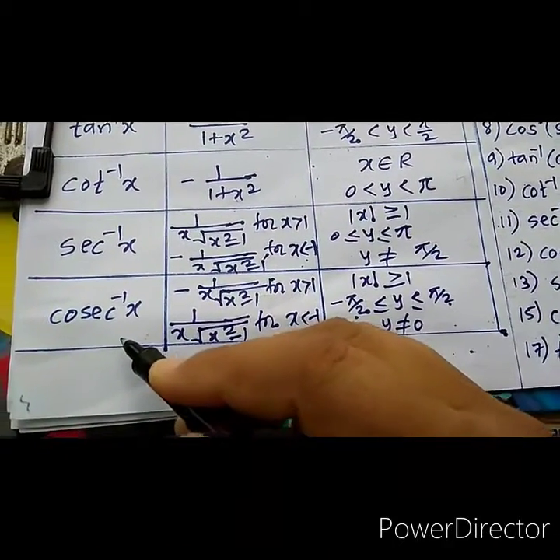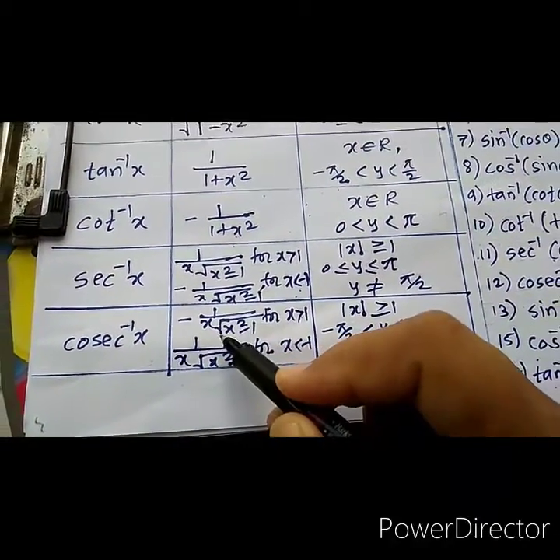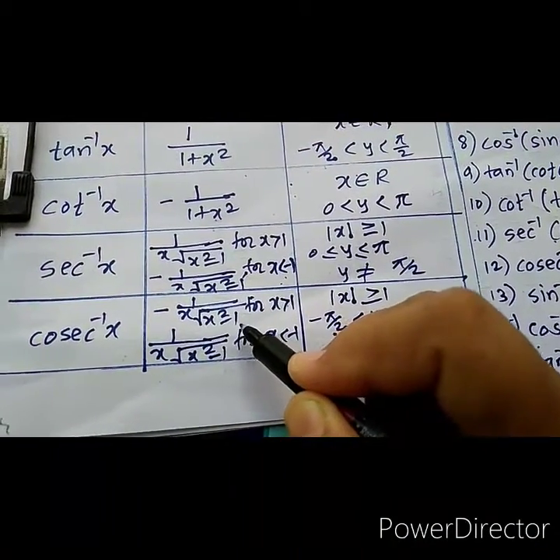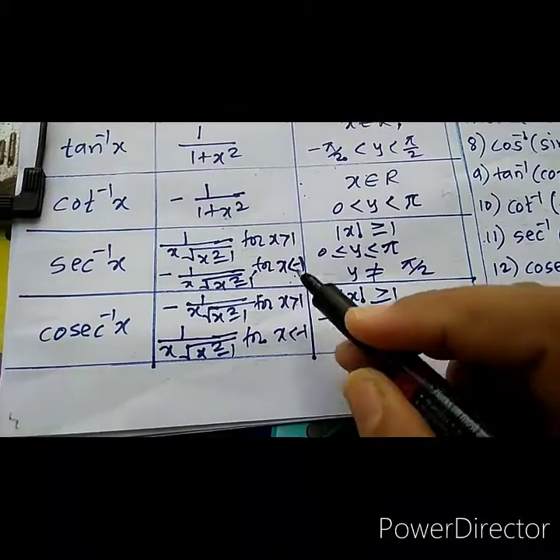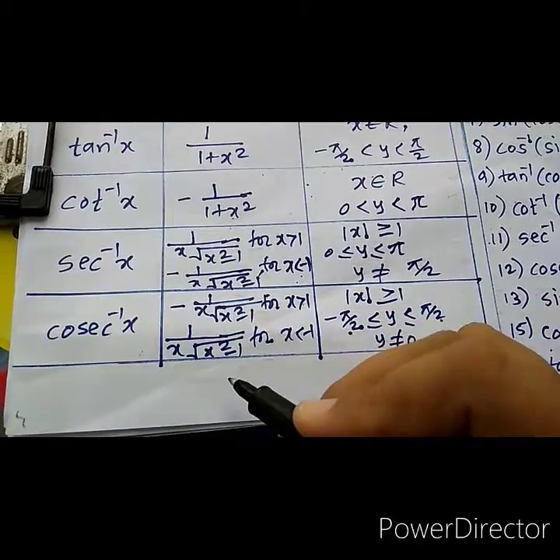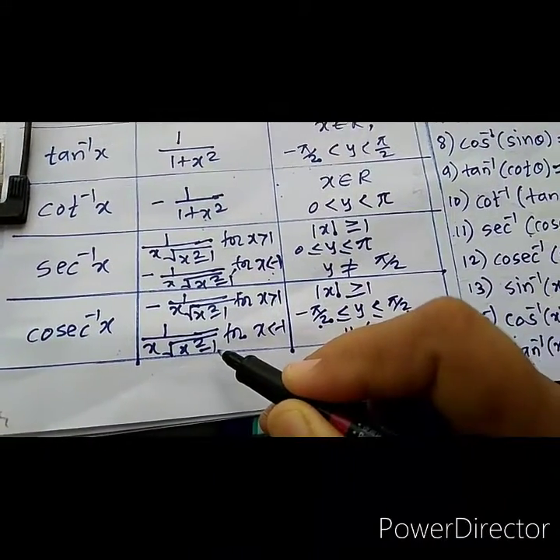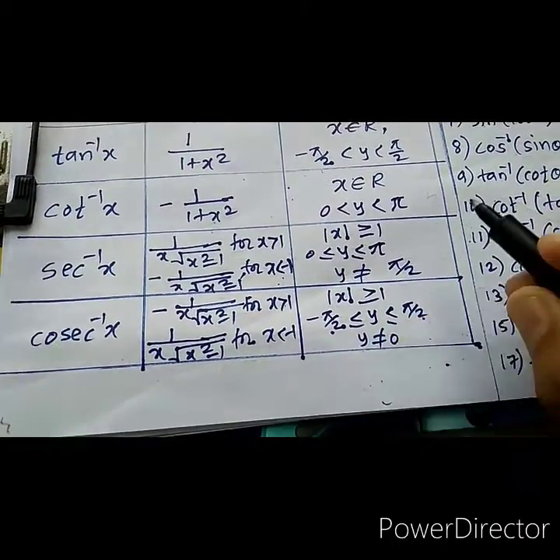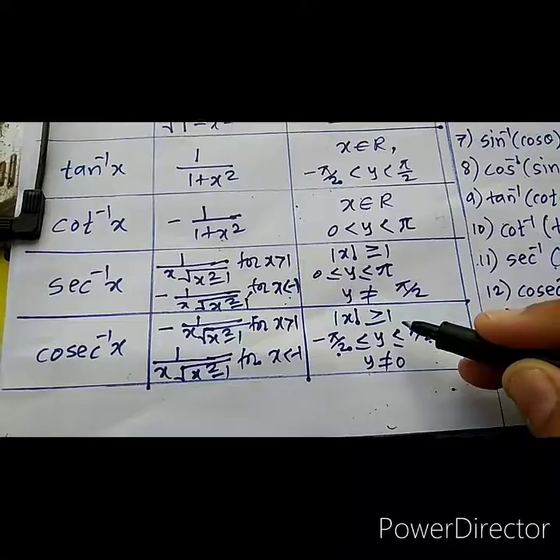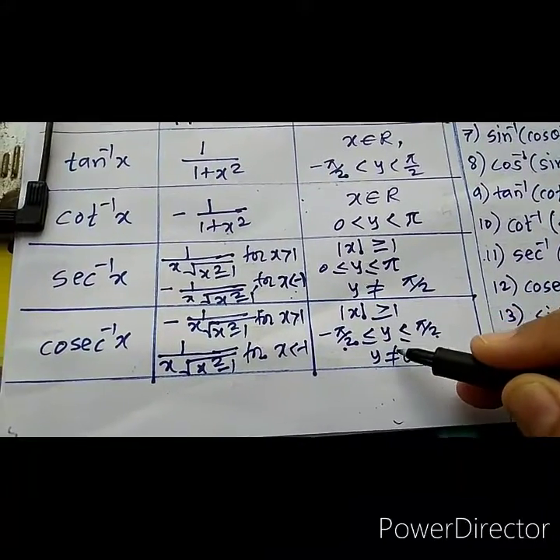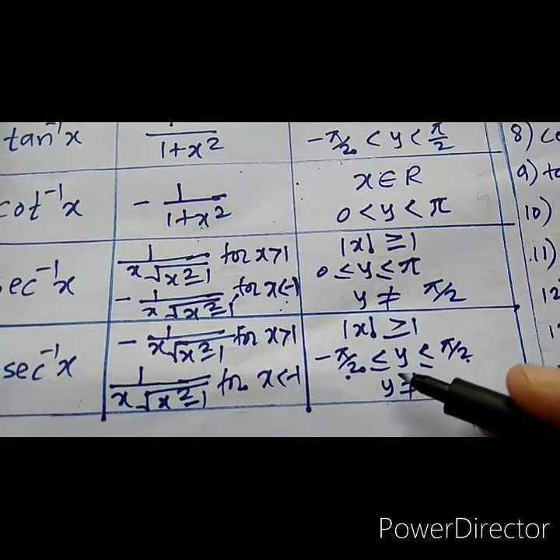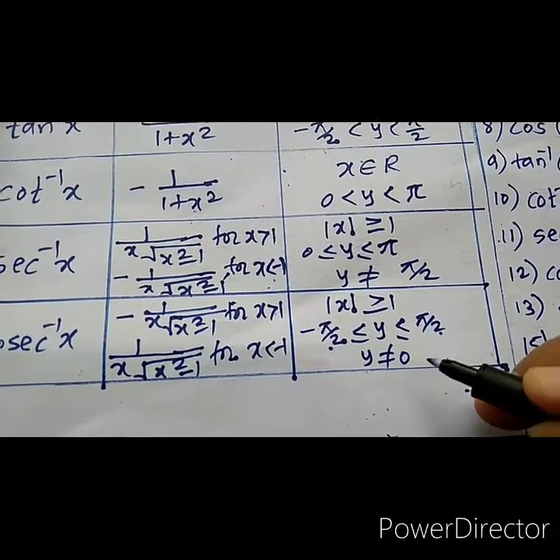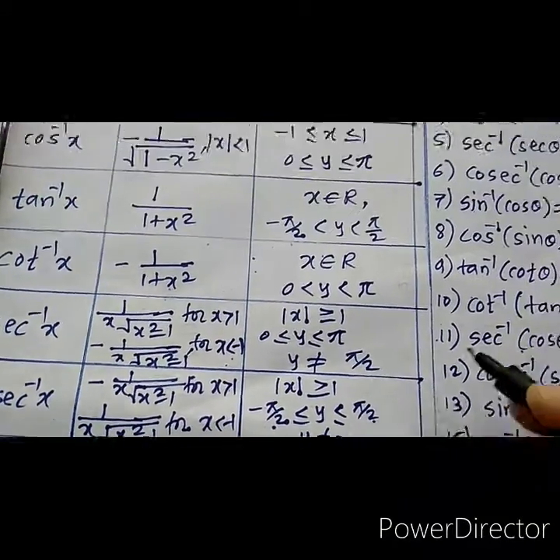Similarly let us see cosec inverse of x. Its derivative is minus 1 upon x root x square minus 1 for x greater than 1, for all positive values, and 1 upon x root x square minus 1 for x less than minus 1, for negative values. So conditions: absolute value of x greater than or equal to 1, minus pi by 2 less than or equal to y less than or equal to pi by 2, y not equal to 0.